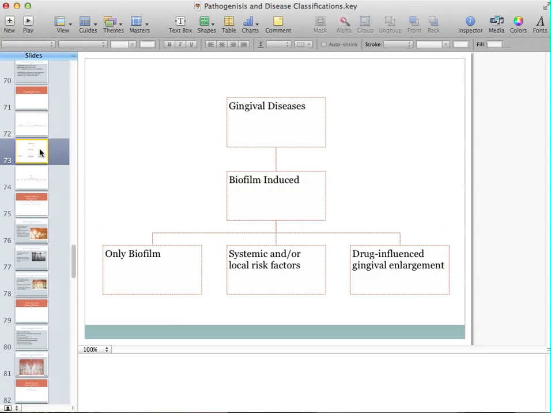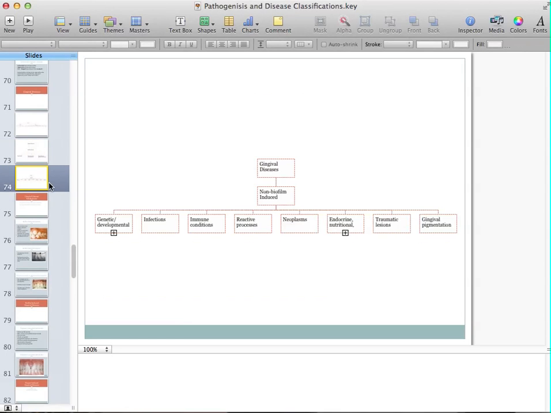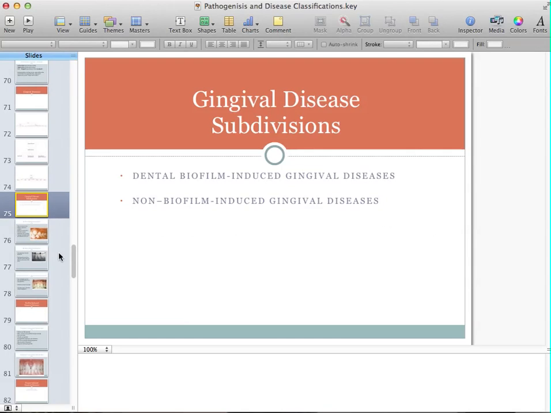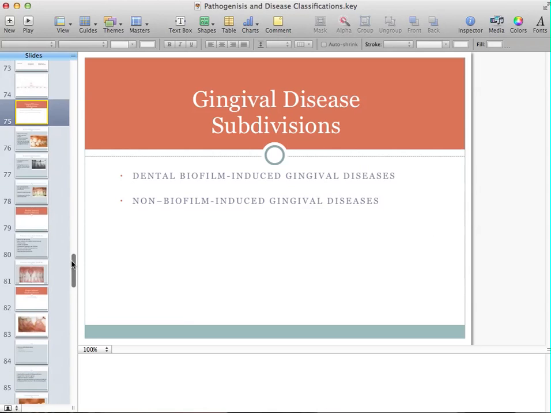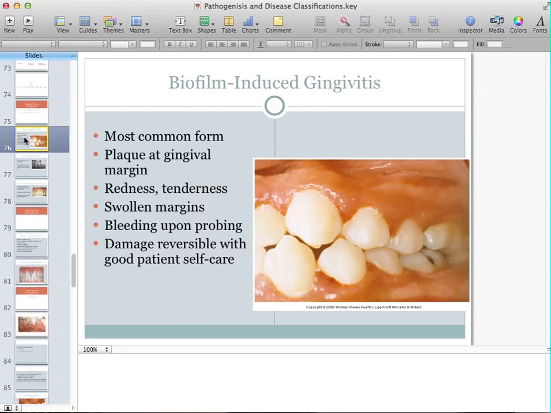Let me start that again. Biofilm-induced gingival diseases can be caused due to strictly biofilm alone, systemic or local risk factors, and drug-influenced gingival enlargement. That's how you accumulate biofilm and cause disease. And then you can have non-biofilm induced, such as things that aren't from biofilm. Okay, gingival disease subdivisions. Dental biofilm-induced gingival diseases and non-biofilm-induced diseases. So this is going to be more specific of what I was trying to explain.